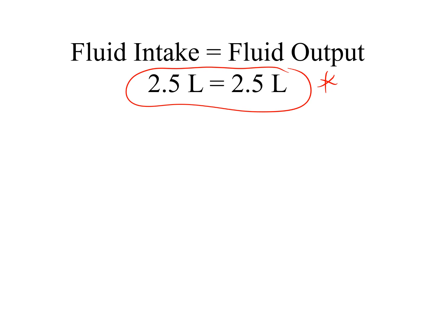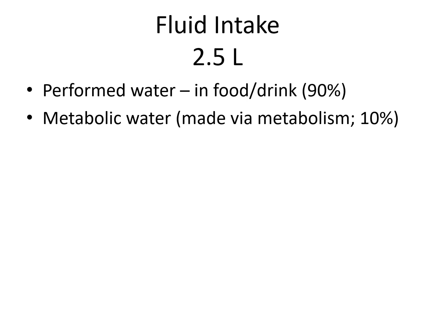If you stop and think about this, you're probably not drinking 2.5 liters. You do get fluids in your beverages. You also get fluids in the foods that you eat, and a very small portion is what we call metabolic water. So let's talk about that fluid intake. What you bring in per day is mostly in your food and drink. So 90% of the water that you bring into your body is found in the food and the drink that you take in daily. Only about 10% of the water that you get is coming from the process of metabolism.